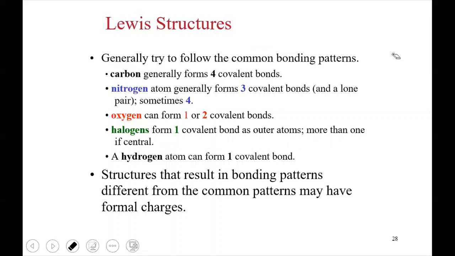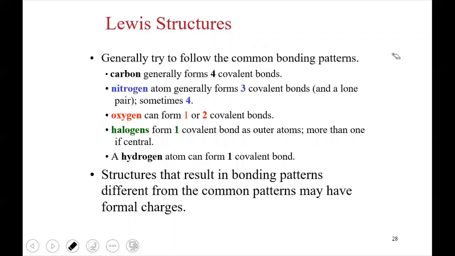And don't forget that hydrogen can only form one covalent bond. That's why hydrogen is always on the periphery, always on the outside of these atoms. So whenever you end up with a structure that results in bonding patterns that are different from these little rules that are common, what that means typically is you're going to have formal charges in those atoms, okay?